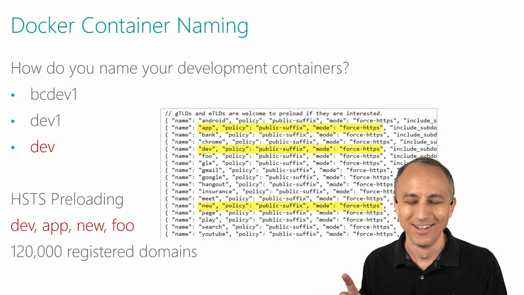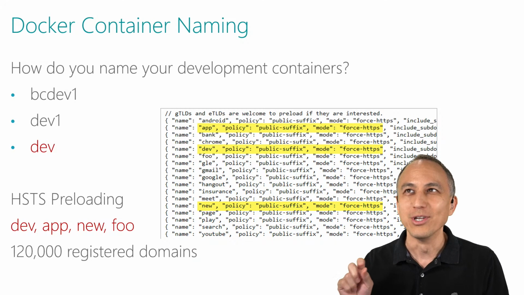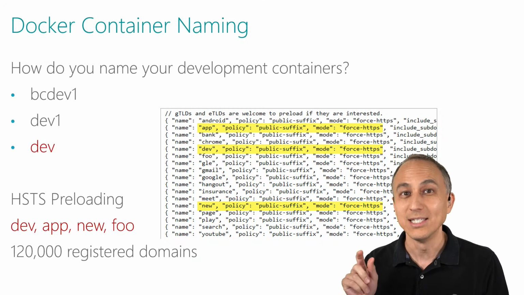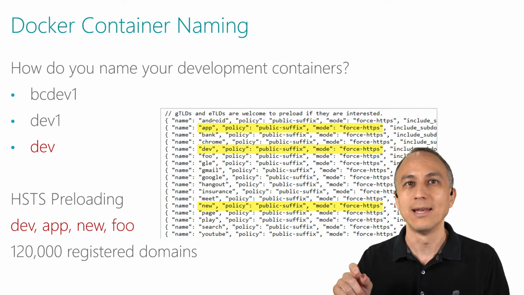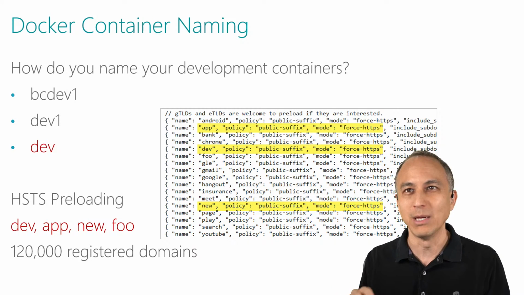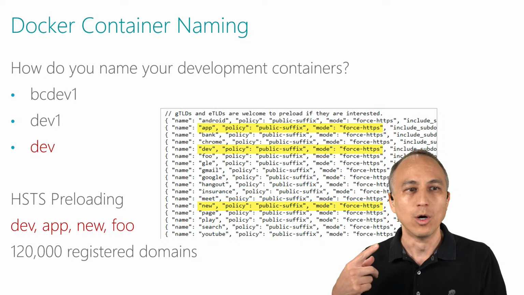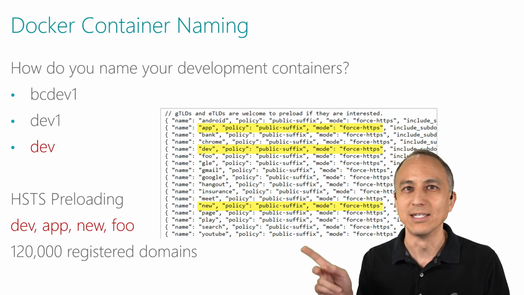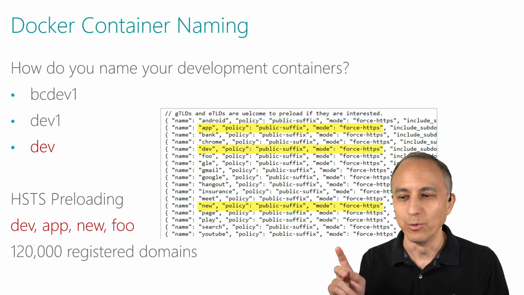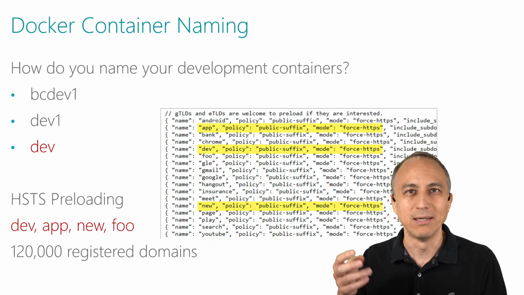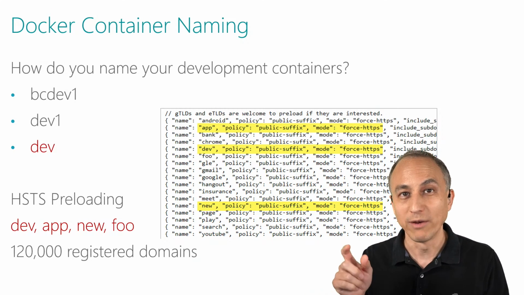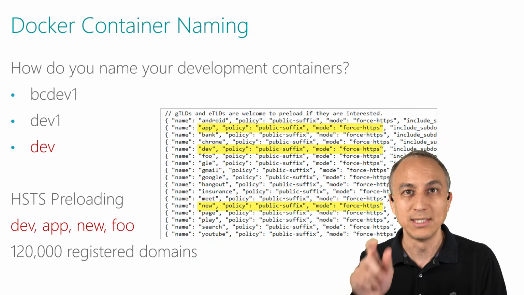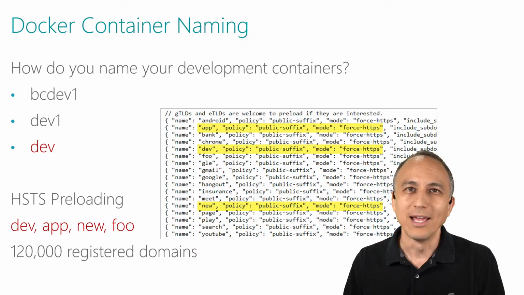Number one is do not name your BC Docker container dev. And while you're at it, do not name it app and do not name it new or foo or any of the others in this list. Through just coincidence, I've been naming it GP dev, dev1, and I thought, well, shorter is better. So I went from dev whatever to just dev. I thought that's convenient. Well, it didn't work.